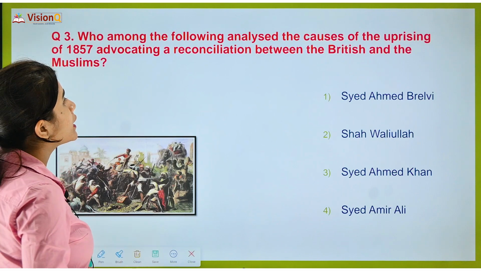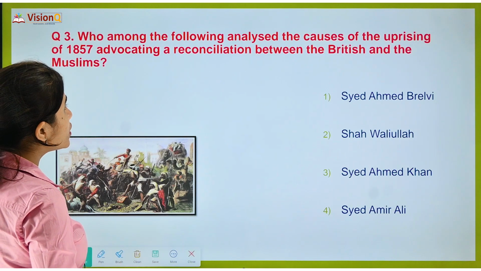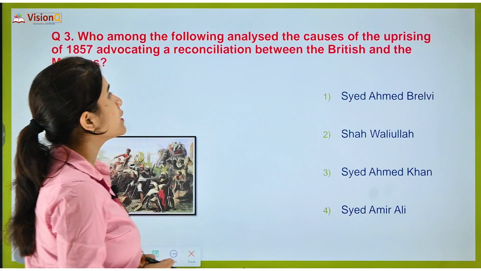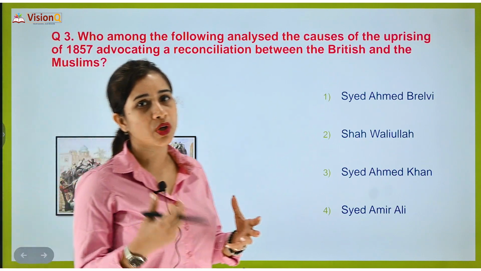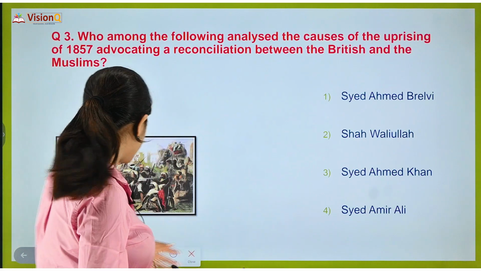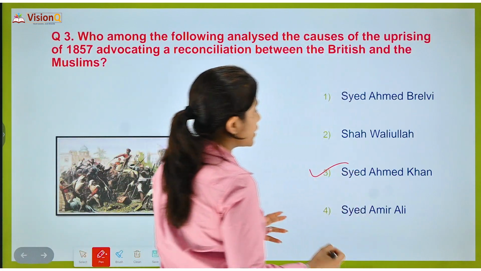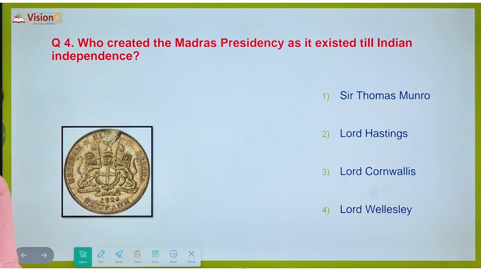Who among the following analyzed the causes of the uprising of 1857 advocating a reconciliation between the British and the Muslims? So kar mate etu asile je that British or Muslim or majat eta clash or karane 1857 or revolt hoisile. So according to whom the statement was said was Syed Ahmed Khan. So answer to this question is Syed Ahmed Khan.